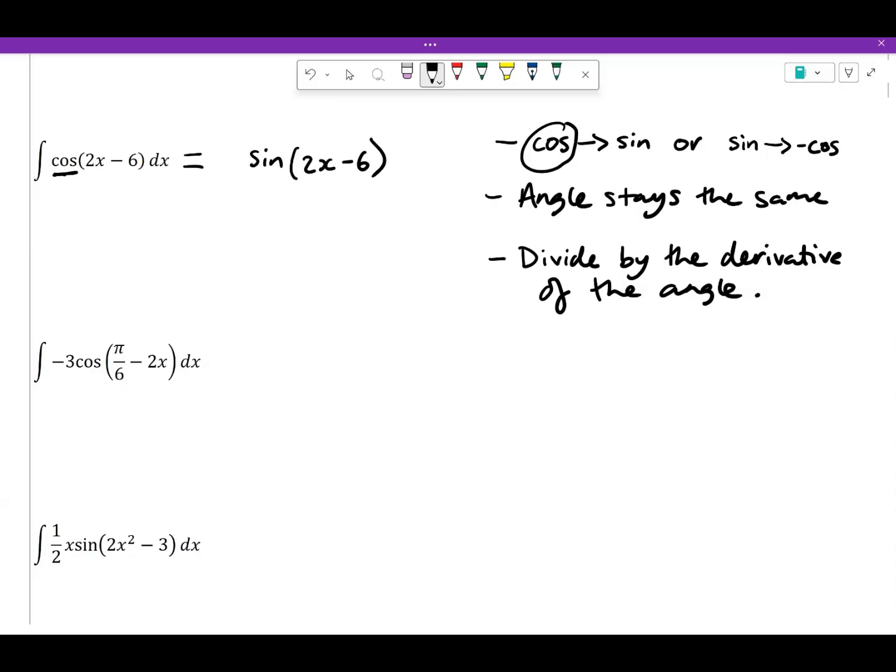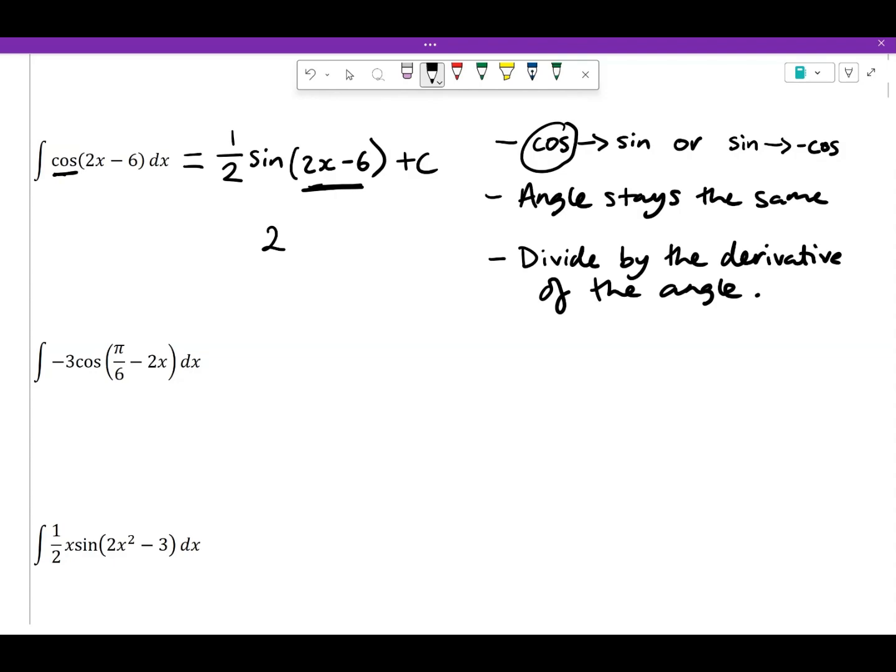And then we need to divide by the derivative of the angle. Well, I already differentiated it in our reverse chain rule check, and we got 2. So I just need to divide the value in front of the function by 2, so it'd be 1 over 2 like that, and then a plus c. Let's look at our next one.